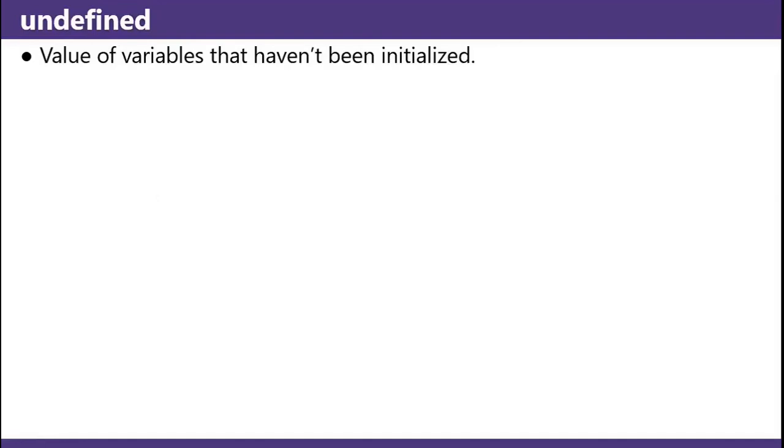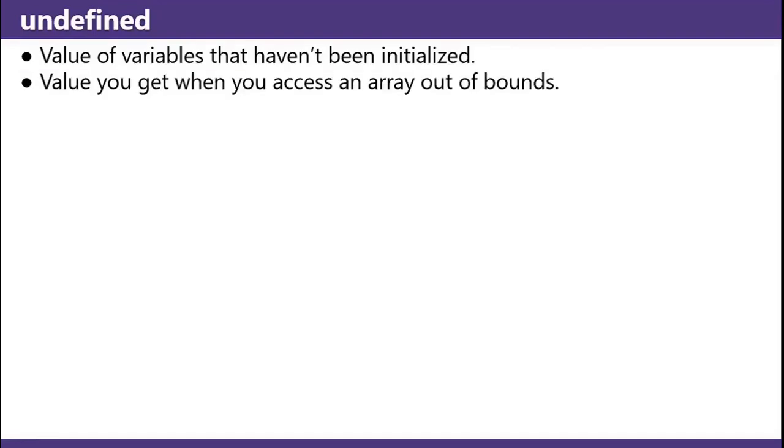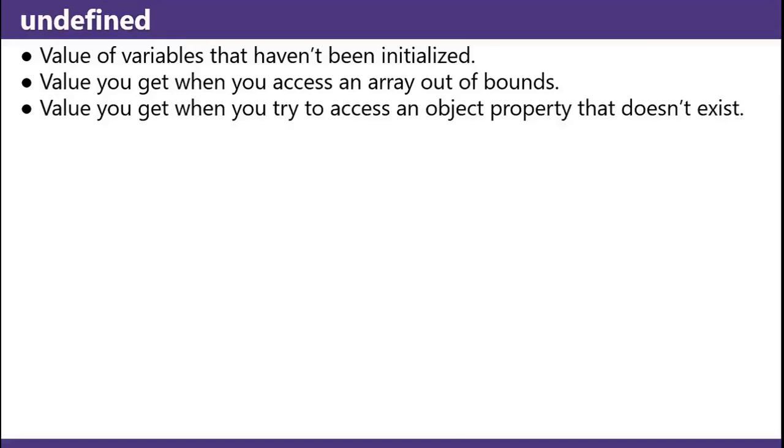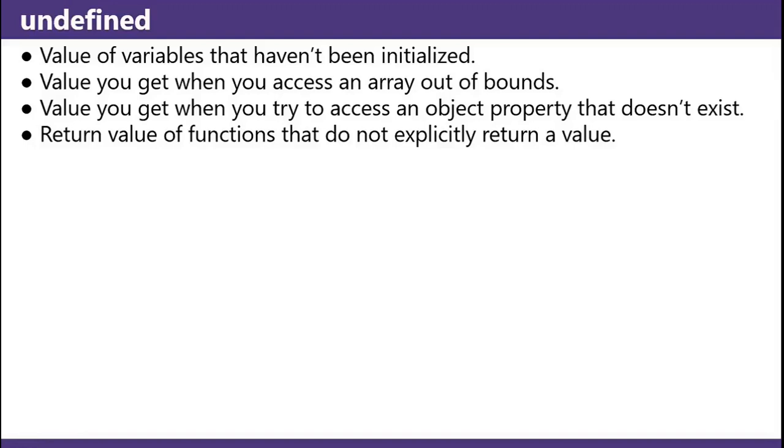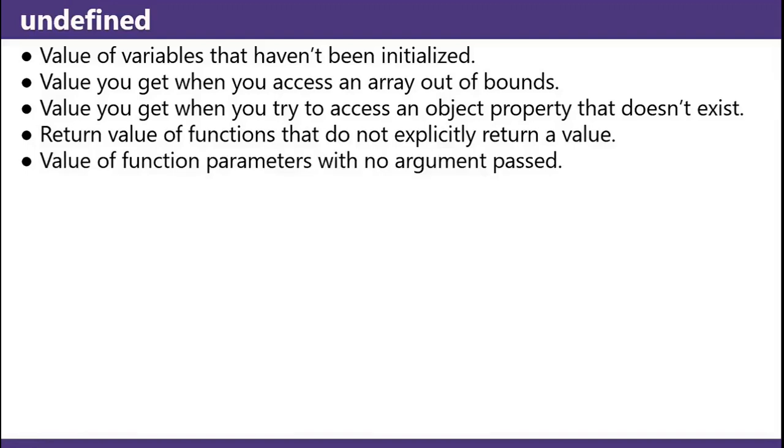Undefined. It is the value of variables that haven't been initialized. It's the value you get when you access an array out of bounds. It's the value you get when you try to access an object property that doesn't exist. It's the return value of functions that do not explicitly return a value. And it's the value of function parameters with no arguments passed.